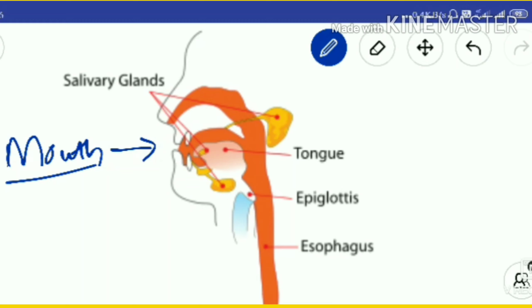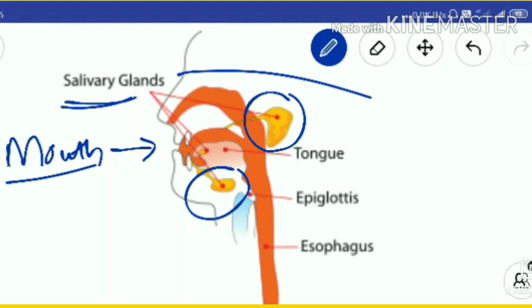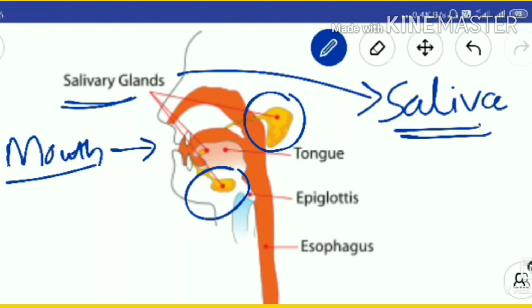And see here, you can see there are glands. These glands are known as the salivary glands. Okay, what is the function of salivary gland? See, salivary gland produces saliva. Okay, the production of saliva is the function of salivary gland.